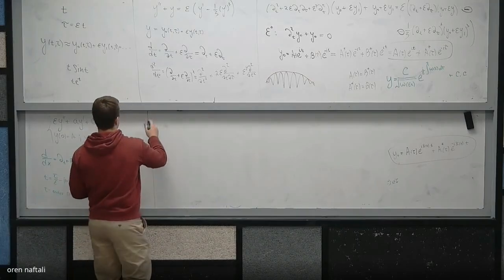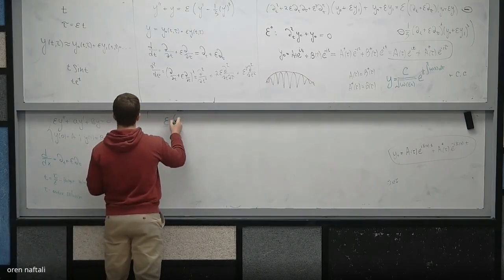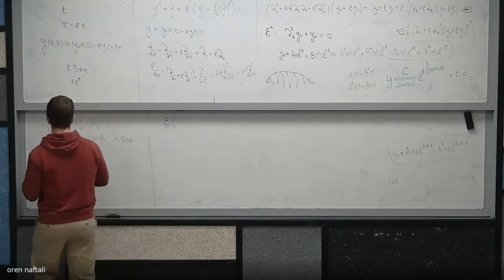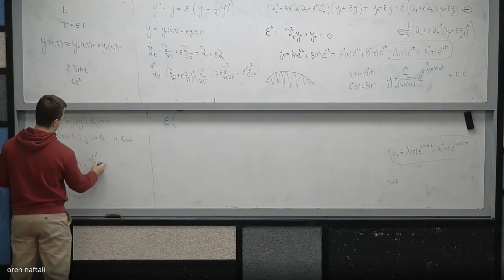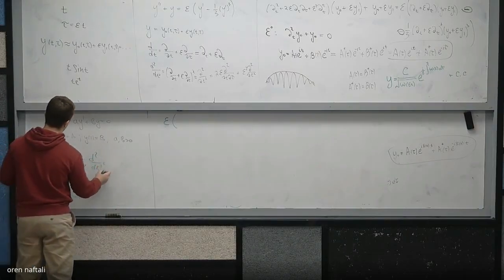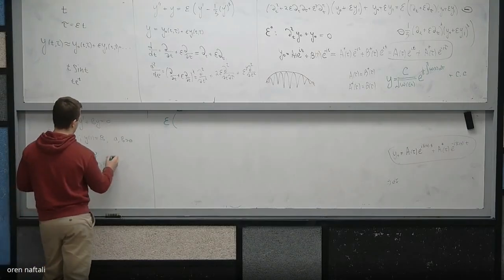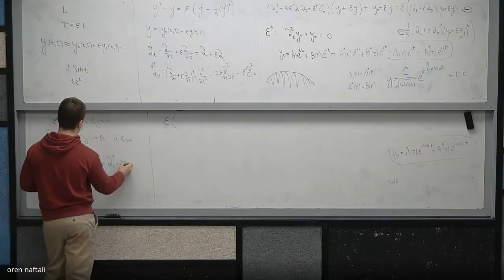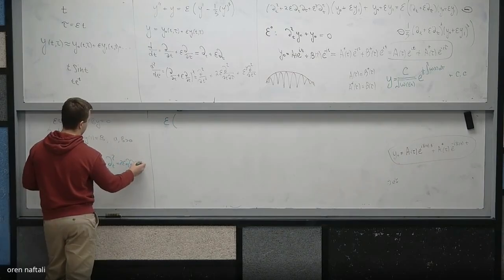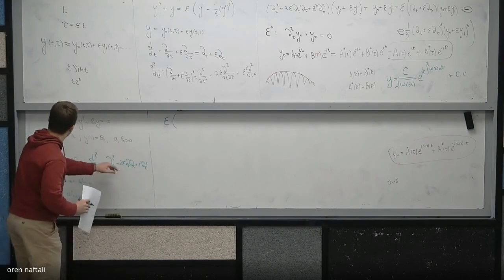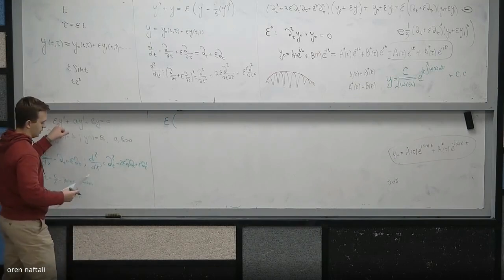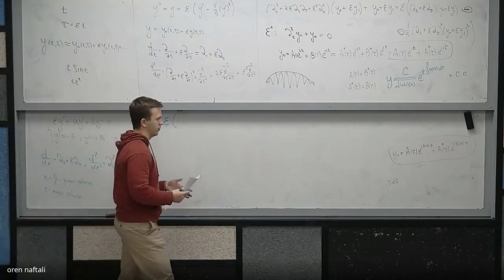Yeah, let's write it epsilon. Then we apply the second derivative. So the second derivative d squared dx squared is d squared dt squared plus 2 epsilon dt d tau plus epsilon squared d tau squared. So we apply this to y, and y again is a function of two variables.